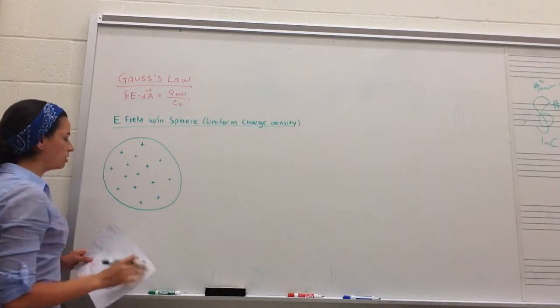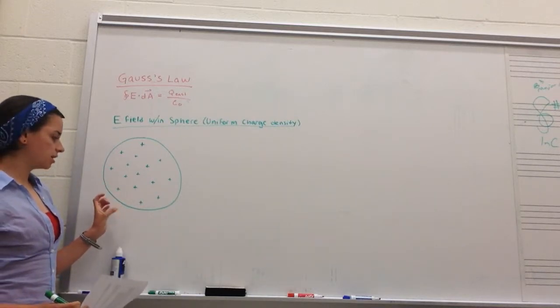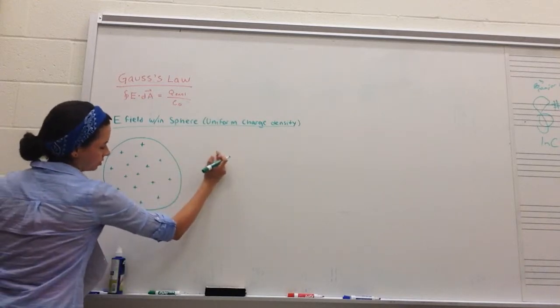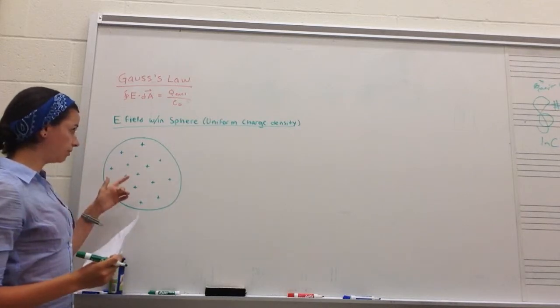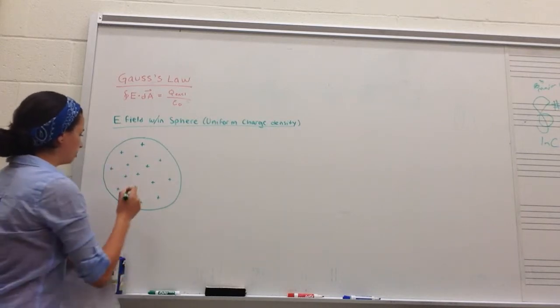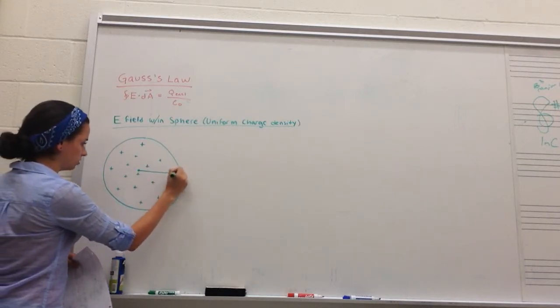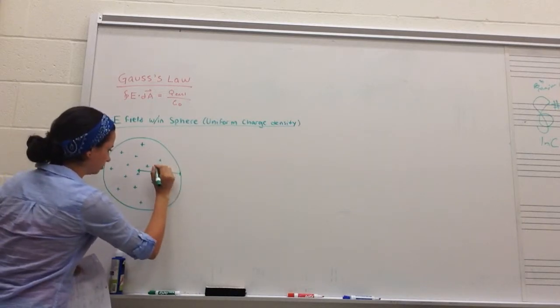So in the case of a point charge, the radius of the Gaussian surface that we were measuring was way out here. So you could treat this whole thing as just a point charge. But since this is within a sphere, we have to put our Gaussian surface within the sphere. But the radius of this, from the center to the outside, we're going to call that capital R.